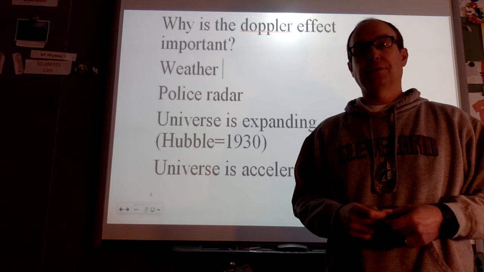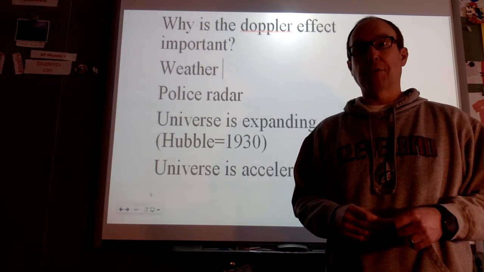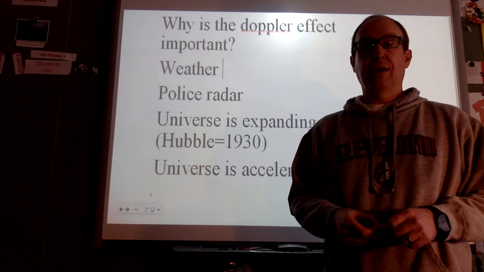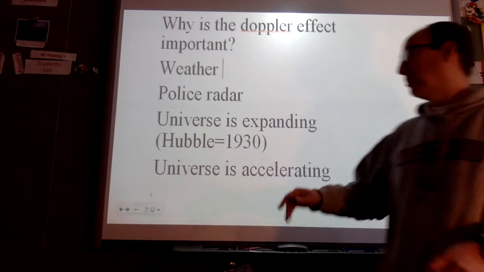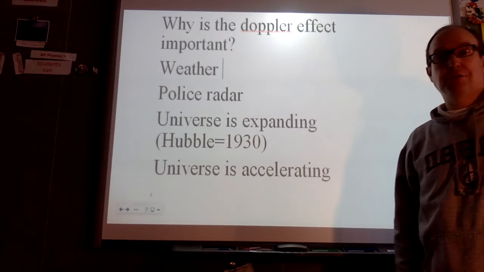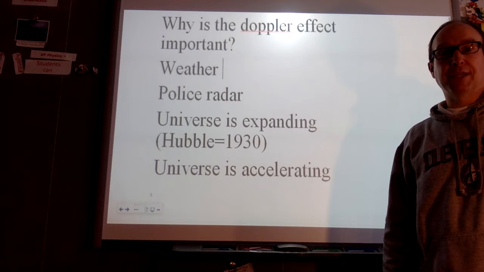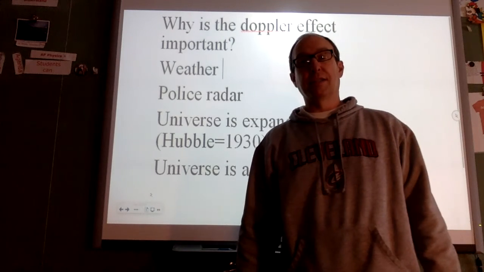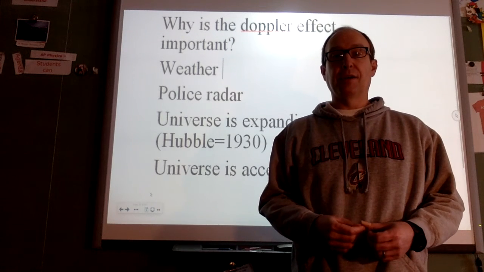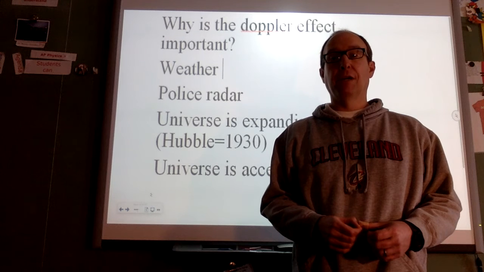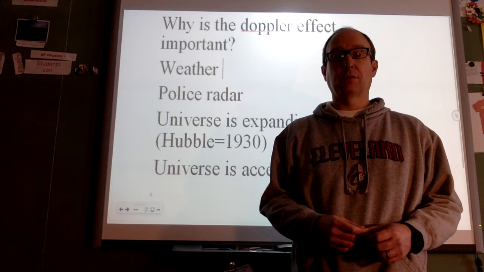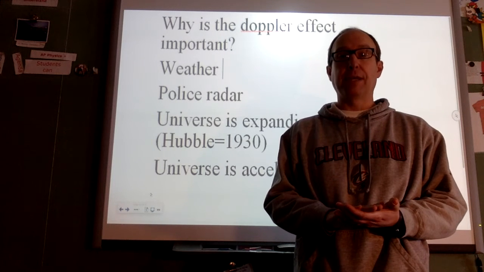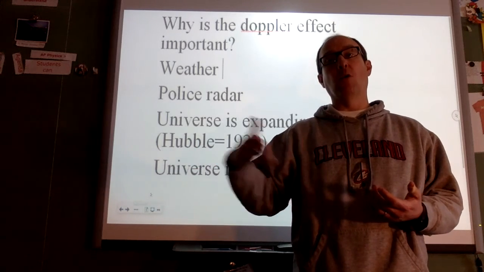It allows us to determine when storms are coming towards us or moving away from us, what their relative speed is. It's used in police radar. It also has been used for us to determine that the universe is expanding and also that the universe is accelerating, because this Doppler shift is seen in the spectral analysis of galaxies far away from us. So we can tell whether something's moving towards us or away from us because we know what the spectral analysis should be. And you can see whether it's shifted to the red or to the blue.